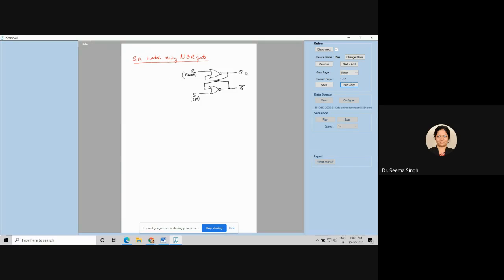Why I am telling this? Because when NAND happens, no, then this changes. We will see that anyway in today's class only. So let us start with SR latch using NOR gate.